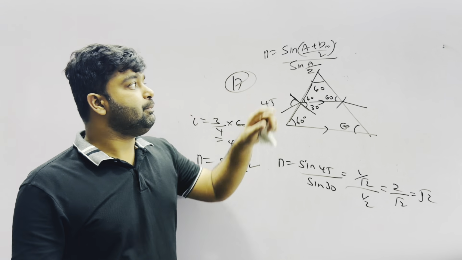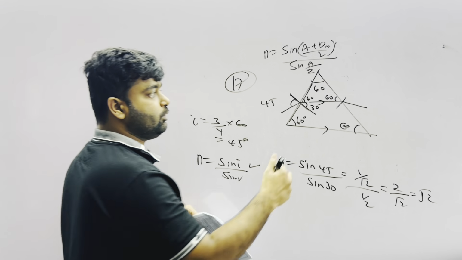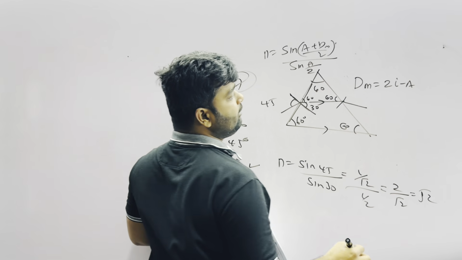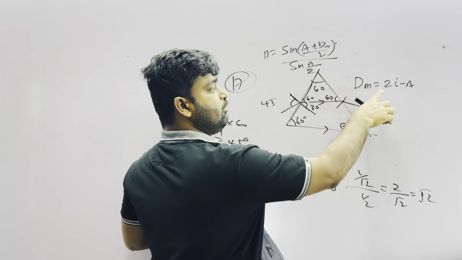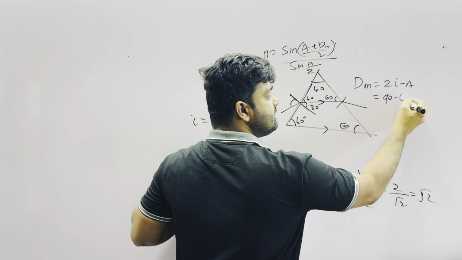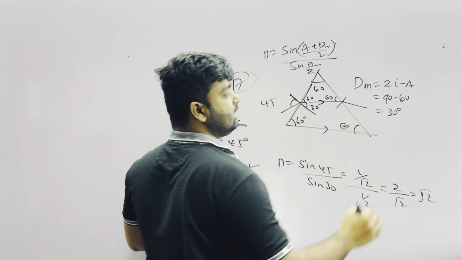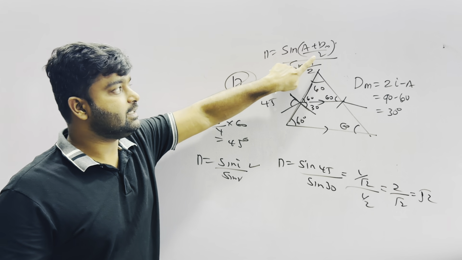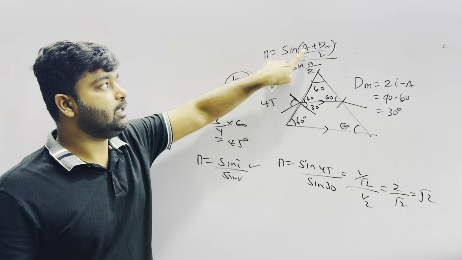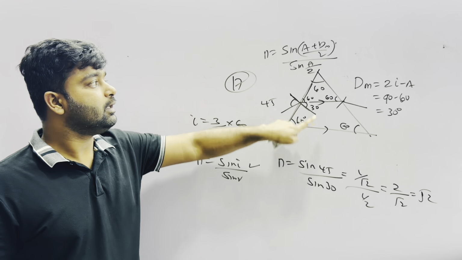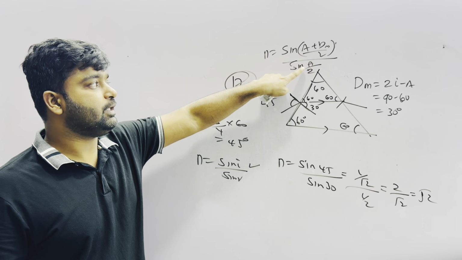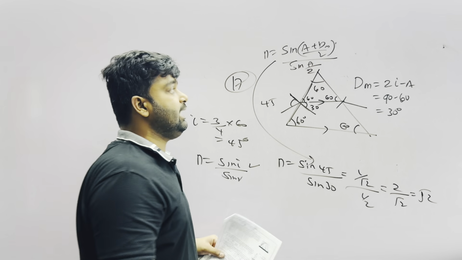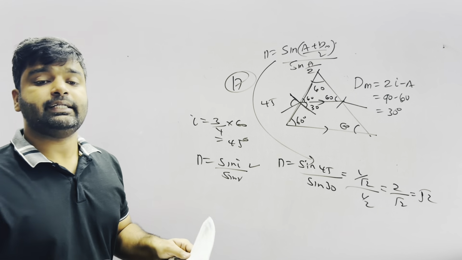Here you can find the d minimum. This is a long way, but you can do it also. D minimum is equal to 2i minus A. I is 45, therefore 2i is 90, angle of prism is 60, d minimum is 30. Then if you substitute A is 60, D is 30, it will be sine 90 by 2 is sine 45 over sine A by 2, sine 60 by 2 is sine 30. Therefore, here also the answer will be same. Question number 17, answer will be 14.